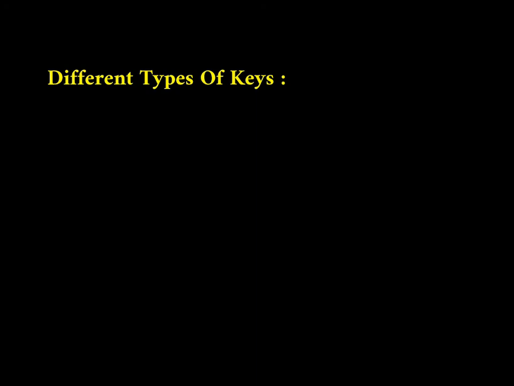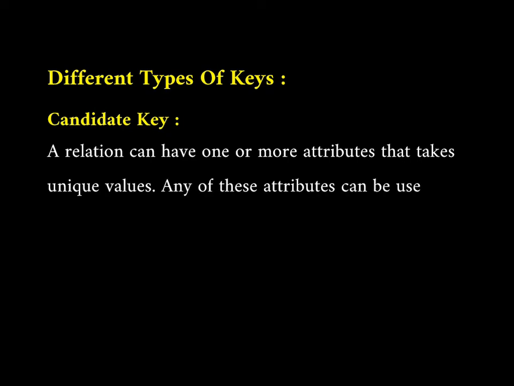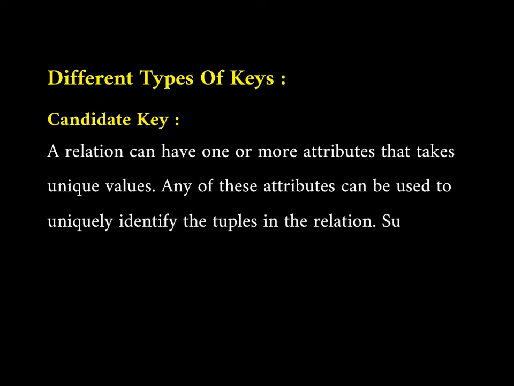Any of these attributes can be used to uniquely identify the tuple in the relation, and such attributes are called candidate keys, as each of them is a candidate for the primary key.